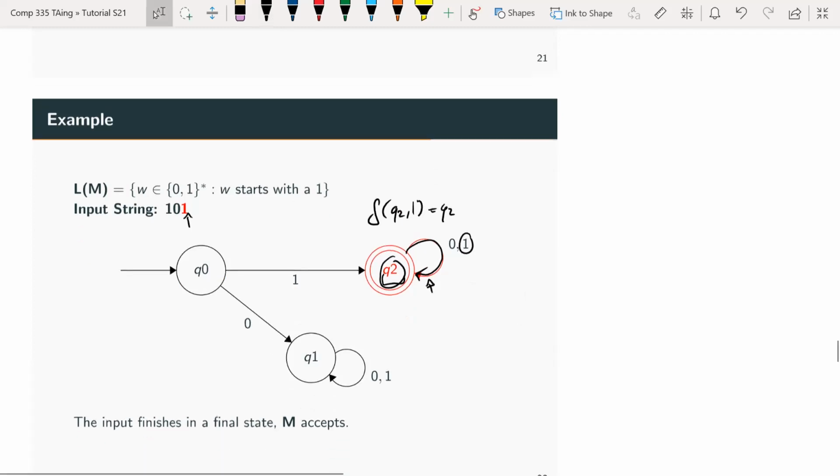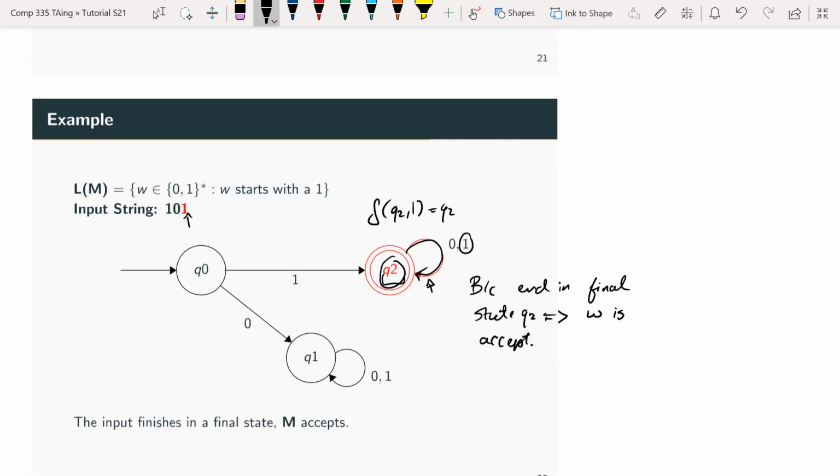And because at the end of my computation, when I finish my string, I've ended up in a final state, I will accept the string. Because when you read or process W, you end in a final state Q2, this implies that W is accepted. Okay, so that's an example of a DFA accepting a string.